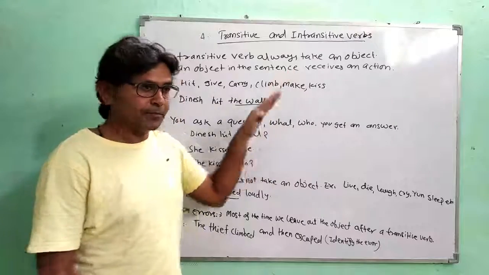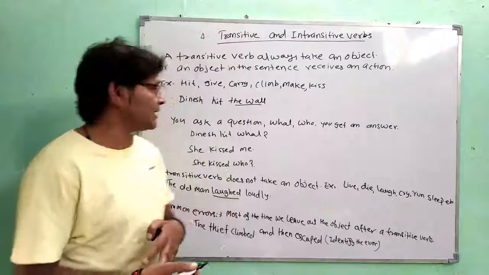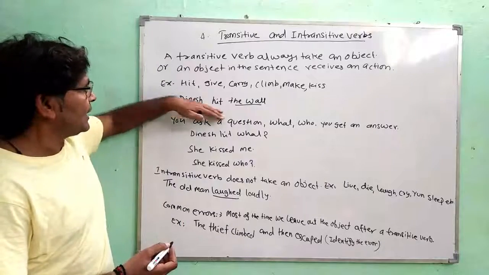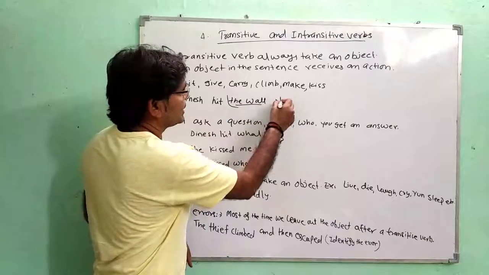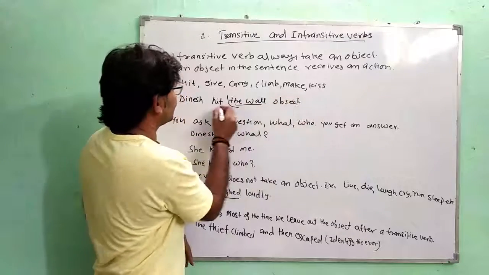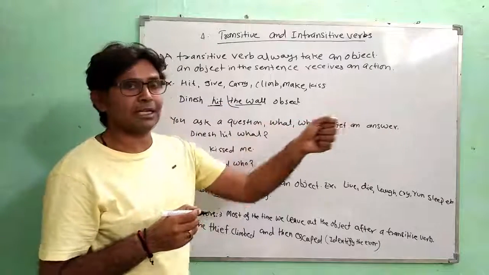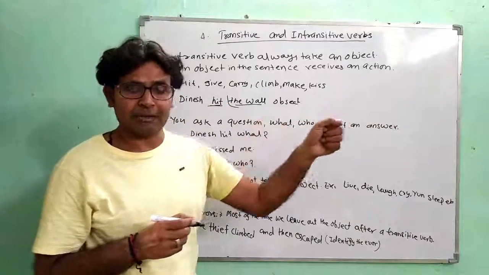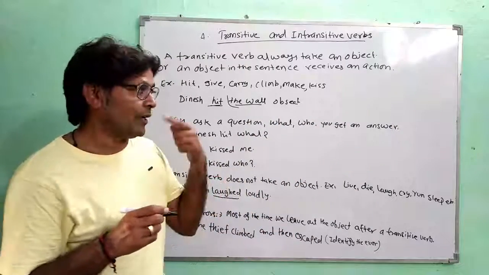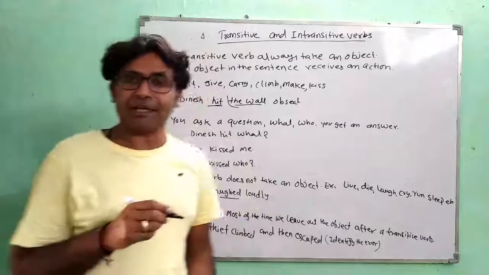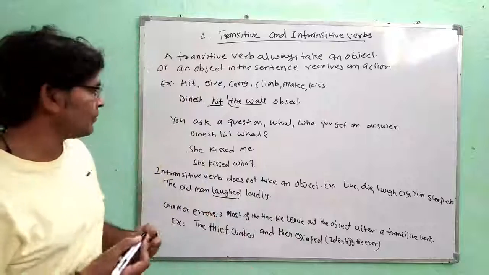So let's understand what it means for an object to receive an action. Here is an example: Dinesh hit the wall. The wall is the object here, and it is receiving the action. When you hit the wall, who is taking the action? The wall is receiving the action, and the subject is doing it. So when the object is the receiver of an action, that verb is called a transitive verb.